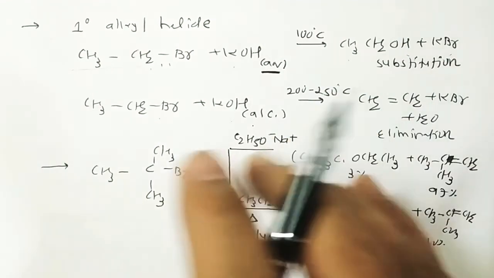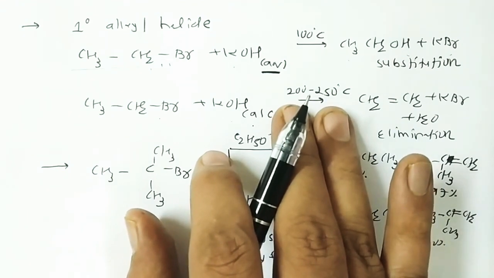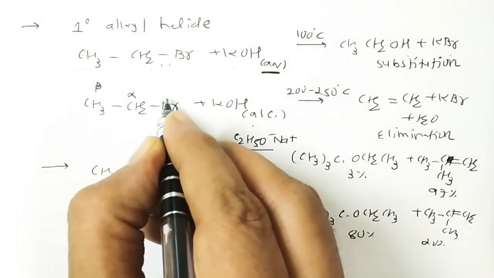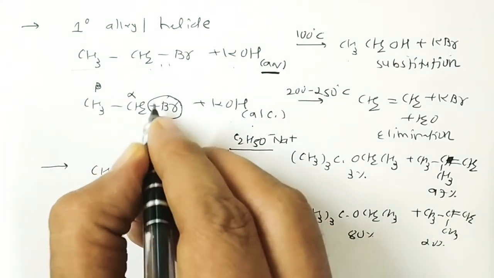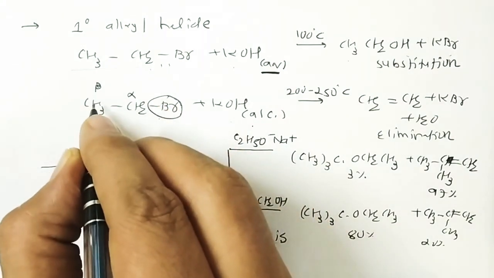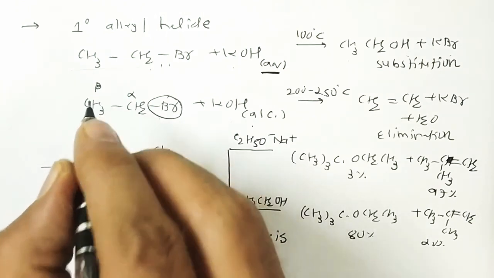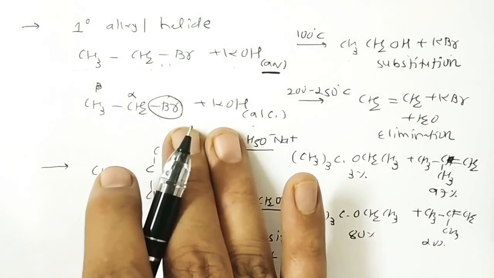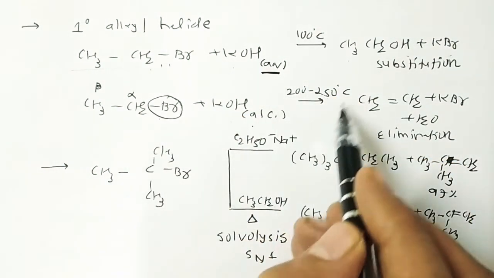So in general, why is high temperature required for elimination reactions? Because in this case we have to break the C-Br bond, and we have to break this bond and the C-H bond. Due to the cleavage of a larger number of bonds, the activation energy of elimination is higher, because in the substitution reaction we have to break only one bond. So that's why high temperature is required.